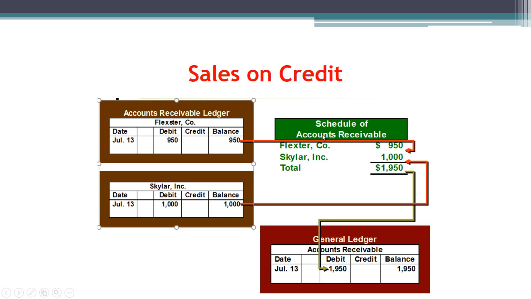Now, if we take a look at the schedule, a lot of times you'll have a reconciliation or a schedule, a listing of those accounts receivables. So in total, we have $1,950 of accounts receivables. If you look at the general ledger, the control ledger, this is the overall master account for accounts receivables. It shows $1,950 debit. This is just the sum of all of our subsidiary accounts receivables.